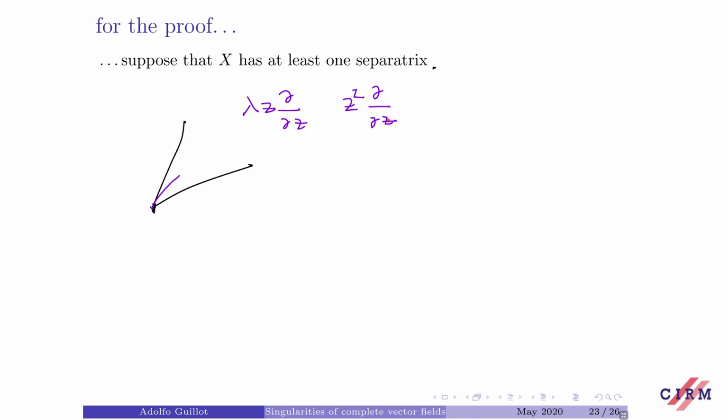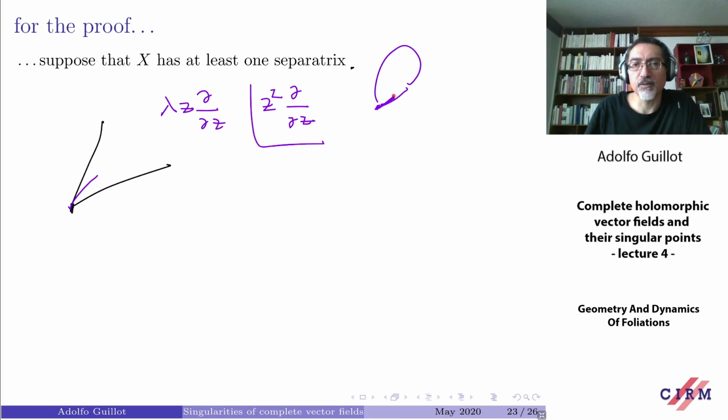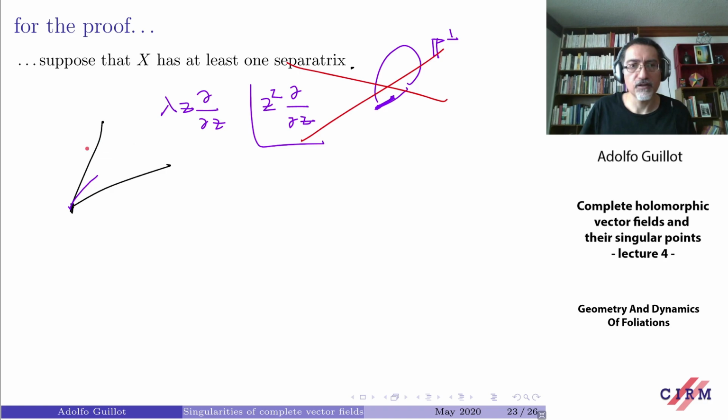These are the only two possibilities. But we also saw that if I am in a complete vector field, this piece of orbit given by the separatrix should complete to a P1. This is what we saw in the first lecture. But we are in a Stein space, so this cannot happen, because Stein spaces do not contain P1s. So you have at least one separatrix, and you know for sure that the vector field along the separatrix looks like this. And there are two cases.